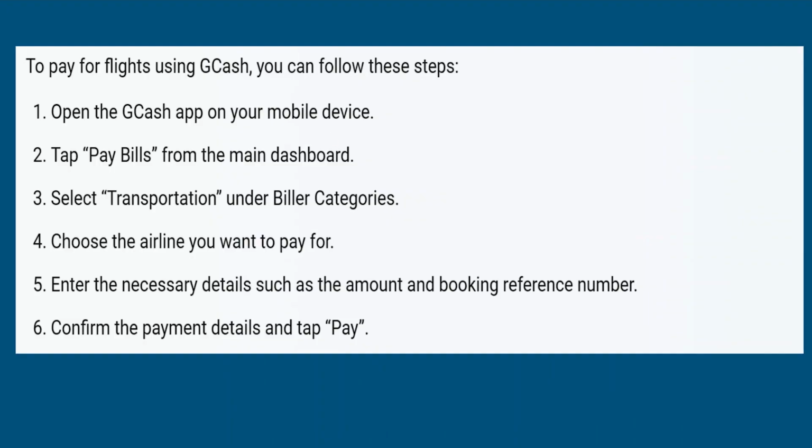To pay for flights using GCash, first open the GCash app on your mobile device. Once you're in, tap the Pay Bills option from the main dashboard. Here, select Transportation under Bill categories.